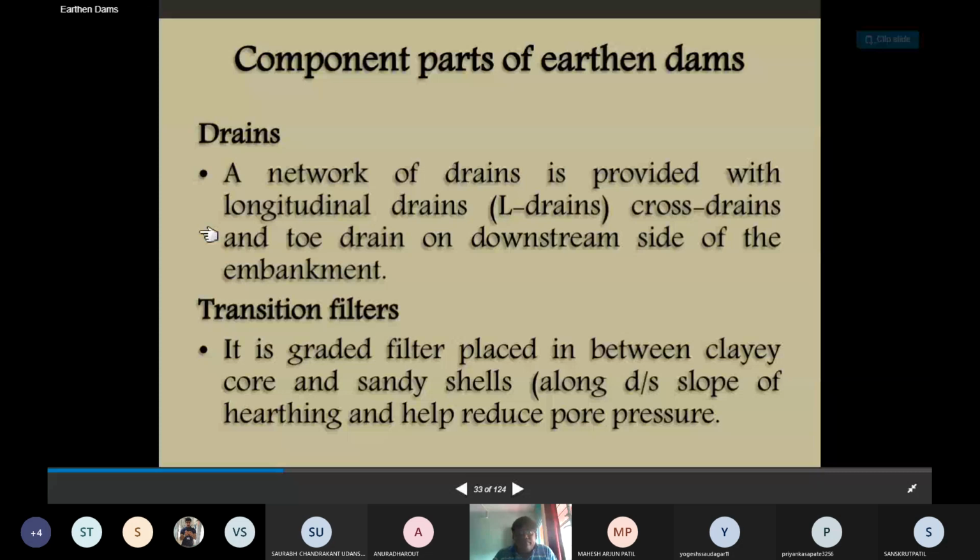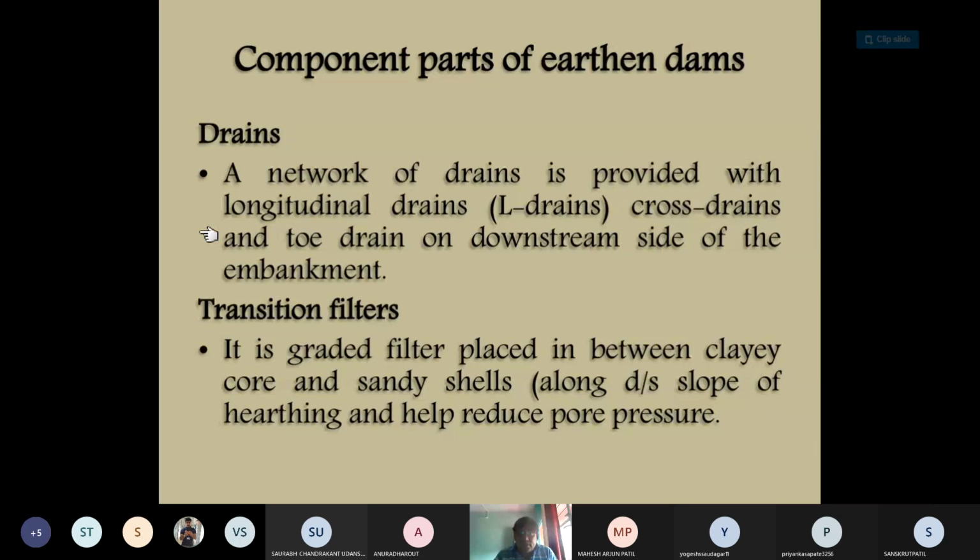Good morning everybody. Today we want to discuss the important parts of the earthen dam. The earthen dam is made with two major parts: the central impervious core and the casing part. The central impervious core is made of impervious material and the casing part is made of pervious material. Accordingly, the earthen dam is constructed.